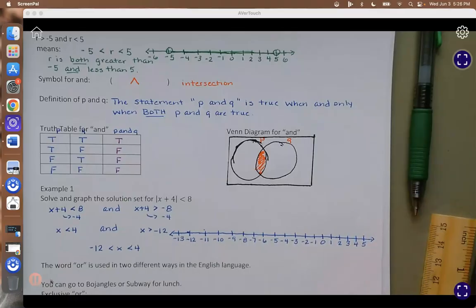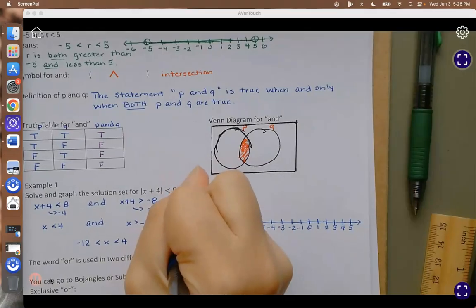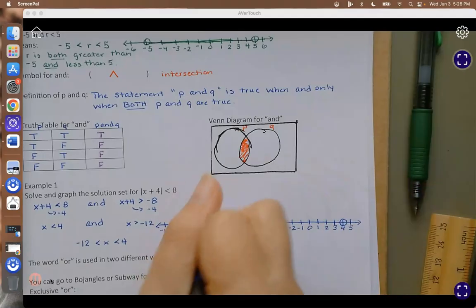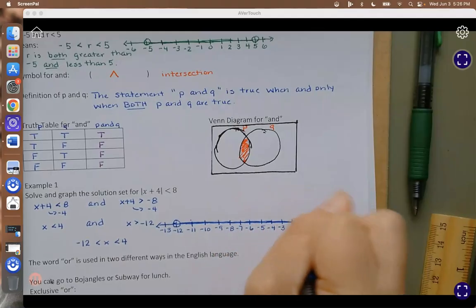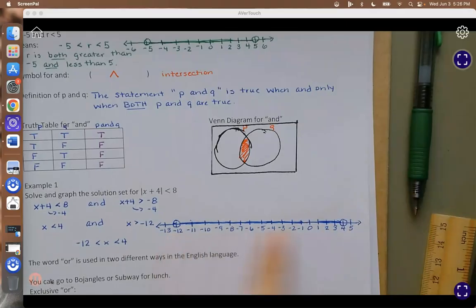I like to put 1 on each side so that way it's not to the very end. Again, these are open circles. And you color in between them. So the solution set are all the values that are between negative 12 and 4.